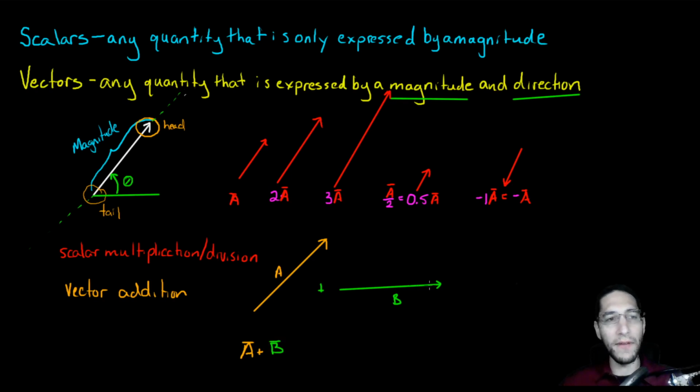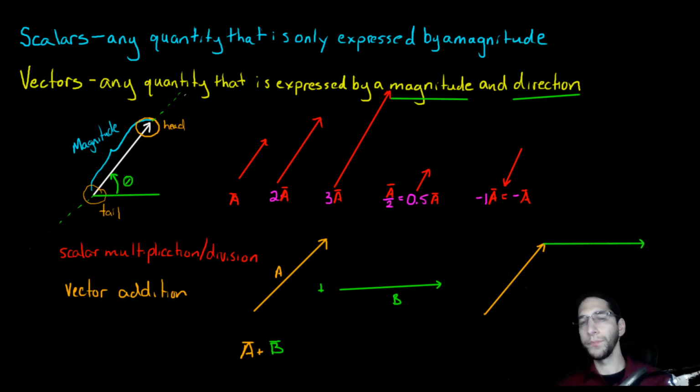I'm going to take my vector A, go from the tail to the head, and then I'm going to place vector B, tail to head. So vector B, tail to head, is like this. And I'm going to connect a line, another vector, from where I started to where I ended. And this vector right here is going to be my resultant vector.